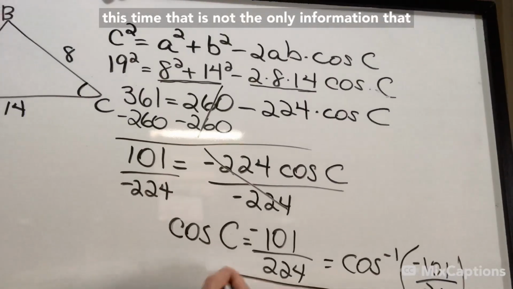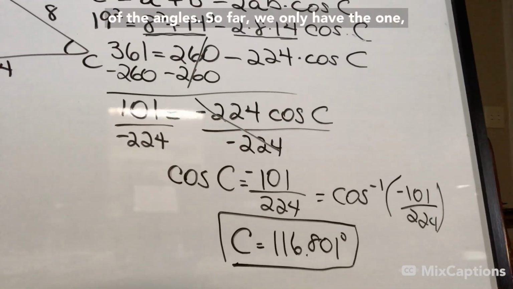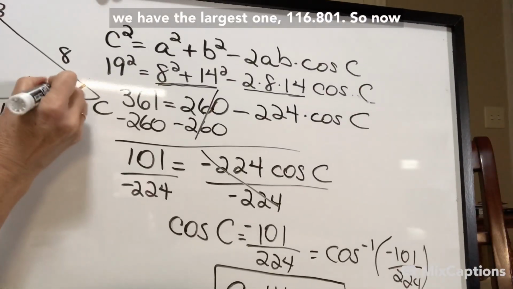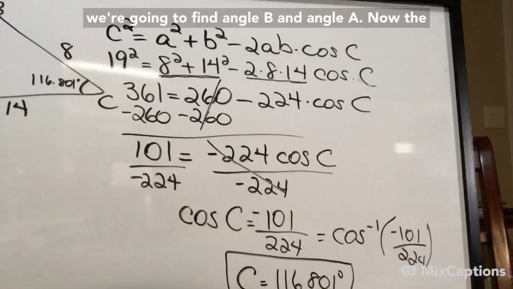Now this time, that is not the only information that we were asked for. We were asked to give all three of the angles. So far we only have the one. We have the largest one, 116.801. So now we're going to find angles B and angle A.